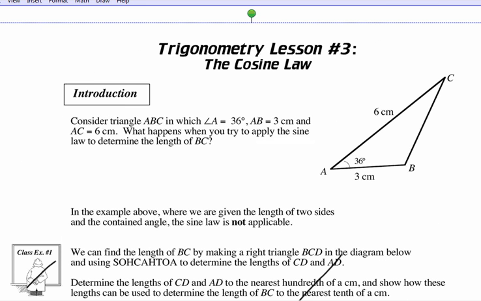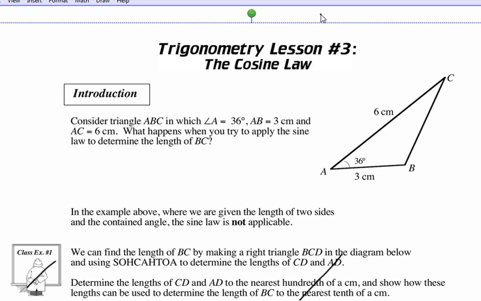Okay, so lesson 3 is on the cosine law. Remember, we are no longer using SOHCAHTOA. We are no longer going to see right triangles. So on your unit exam, expect 0 right triangles. You are not once going to ever try and use SOHCAHTOA. You're only going to use sine law and cosine law. So what's the cosine law?